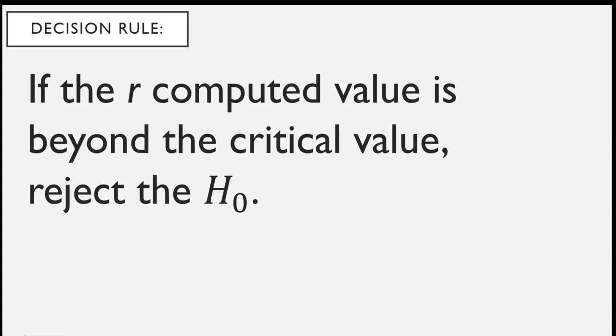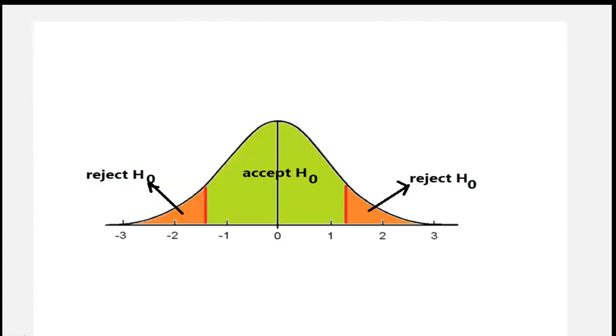Now, the decision rule for Pearson is if the r computed value is beyond the critical value, we reject the null hypothesis and accept the alternative hypothesis. In a graph, we see the rejection region and the acceptance region from our critical value. The red line in the graph represents the critical value, and the orange colored area that lies beyond it represents the rejection region for your null hypothesis.